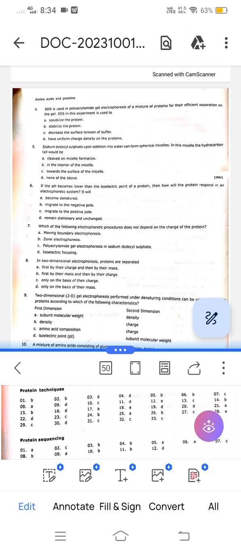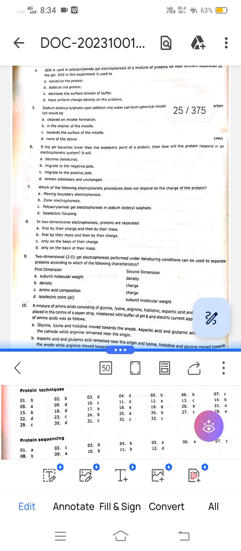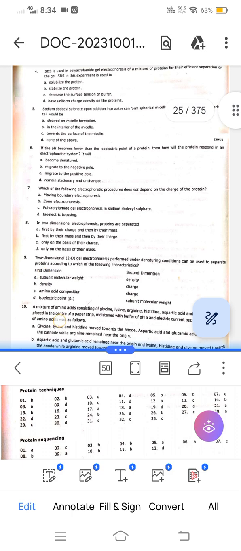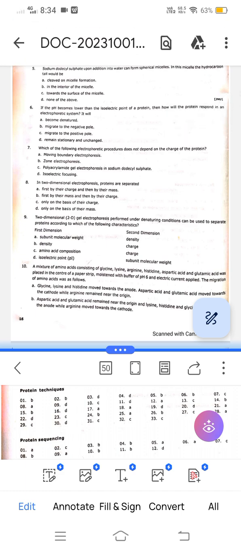And if the pH becomes lower than the isoelectric point of a protein, then how will the protein respond in an isoelectric system? It will 6B. Migrate to the negative pole. Because it's lower charge than isoelectric point.